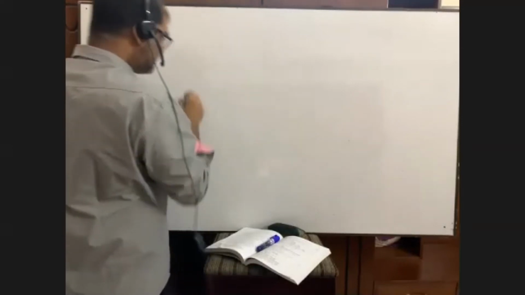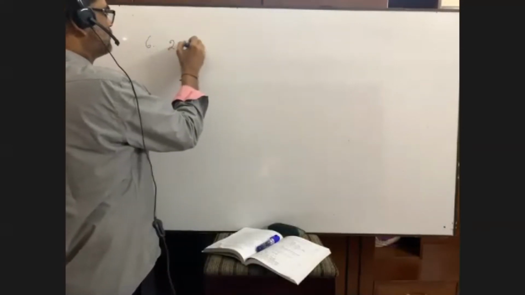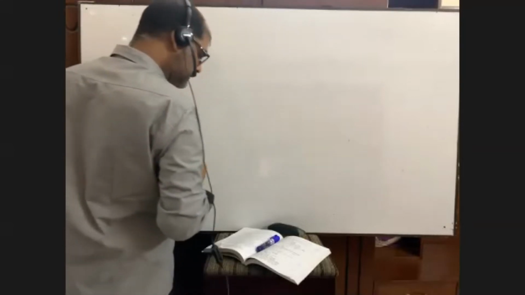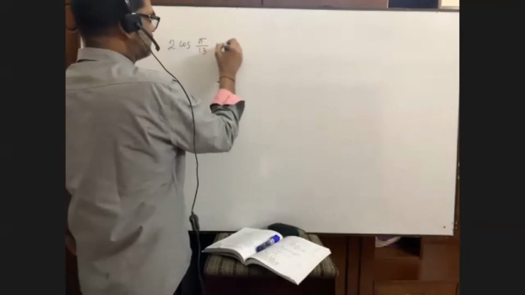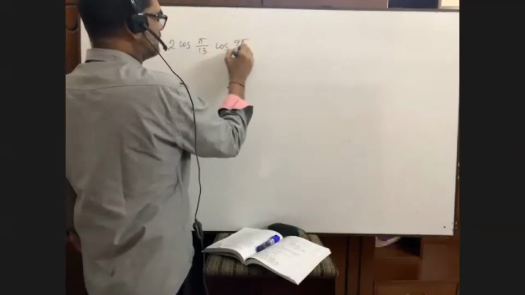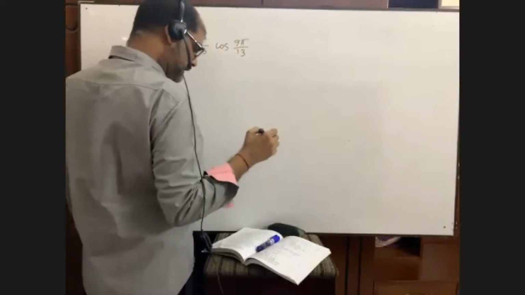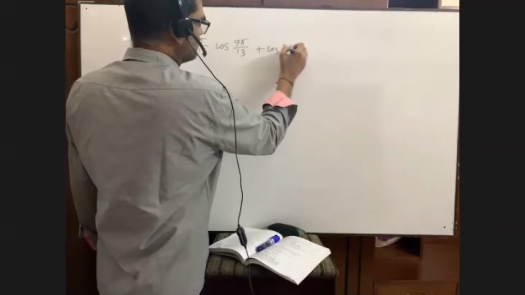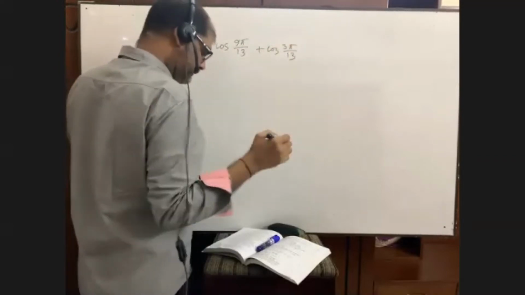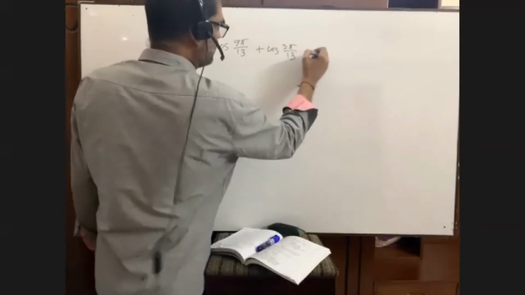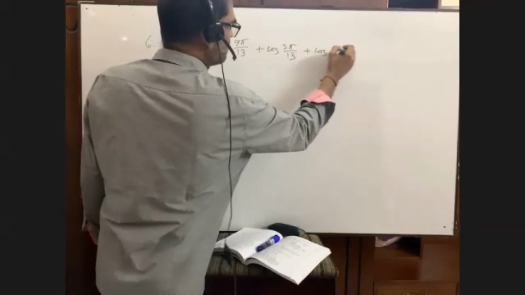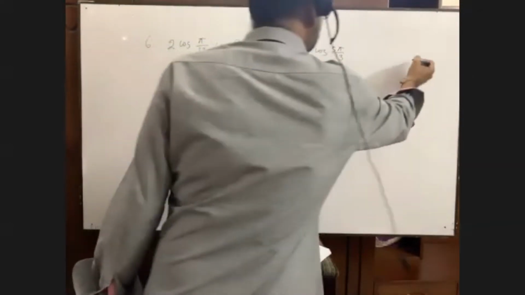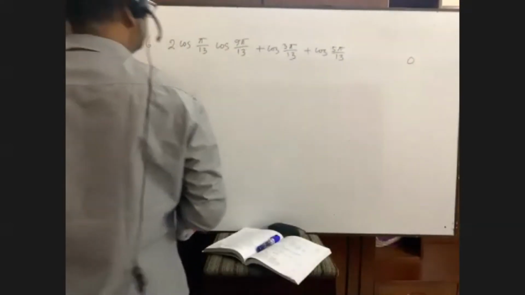2 cos pi by 13, 2 cos pi by 13, cos 9 pi by 13 plus cos 3 pi by 13 plus cos 5 pi by 13. You have to prove that this is equal to 0. Okay, so well and good.